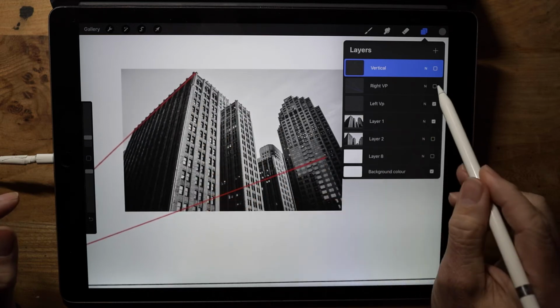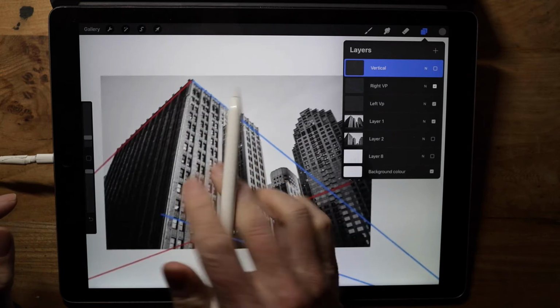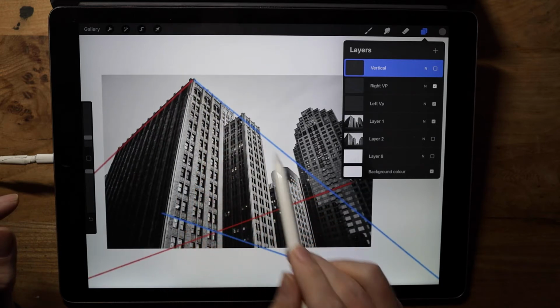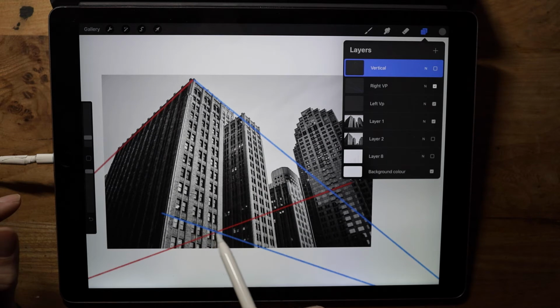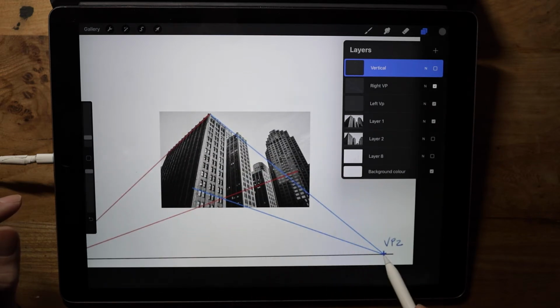Then I've done the same with our right vanishing point. So here I've traced this face of the building, the top edge, and the tops of these windows. Extended them all the way until they crossed each other, and thankfully they crossed on the eye line. And there's our second vanishing point.